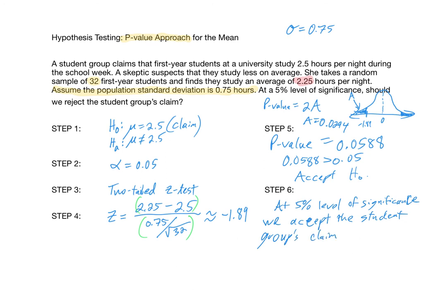That the average amount of time spent studying per night is 2.5 hours. At the 5% level of significance, we accept the student group's claim that students study on average 2.5 hours per night. We have now completed another hypothesis test on the mean using the p-value approach.